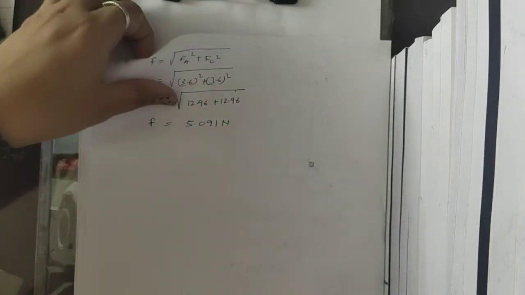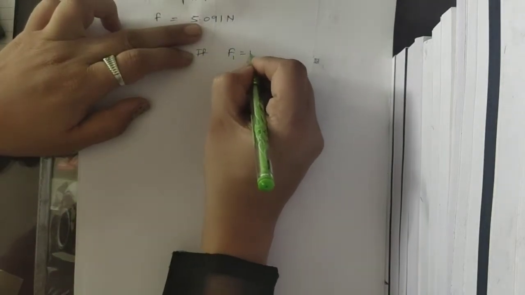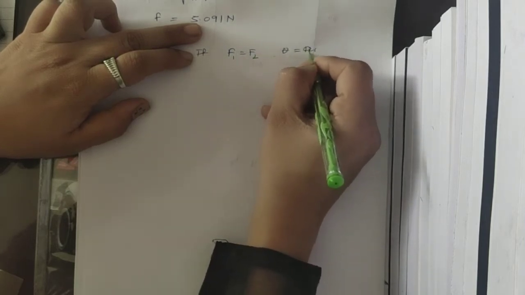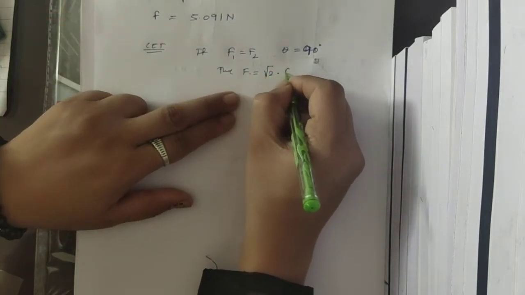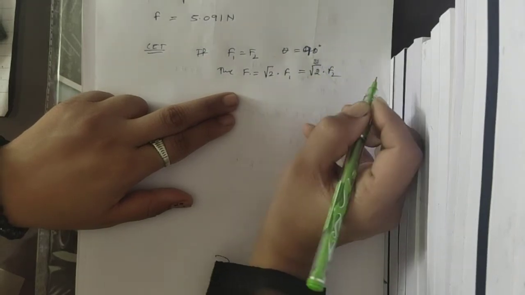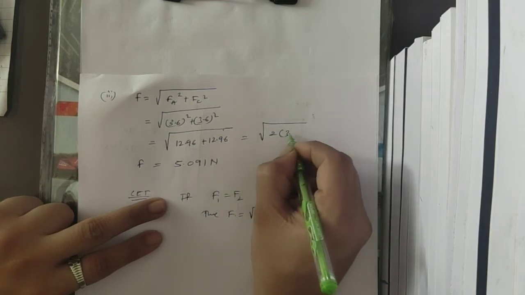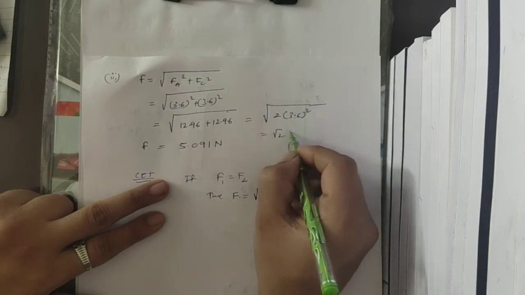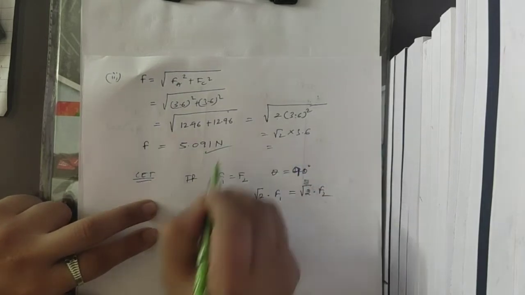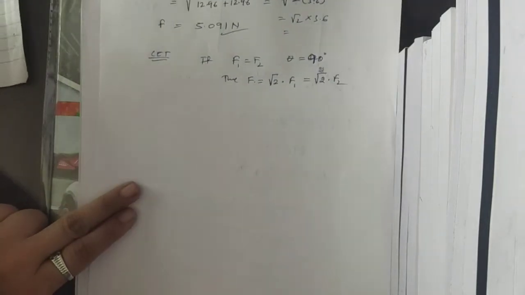Here one CET point: if F1 is equal to F2 and theta is 90 degree, then resultant force F equal to square root of 2 times either F1 or F2. So you remember this. You can prove here also: I take this as 2 times 3.6 square, square root of 2 times 3.6 square, the square root cancels, giving 3.6 times root 2. The same concept. This is 37. Next, 38.